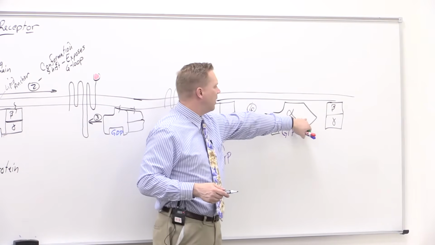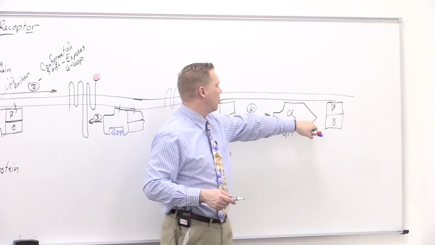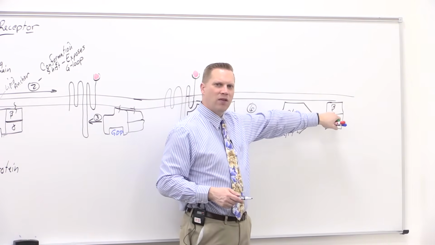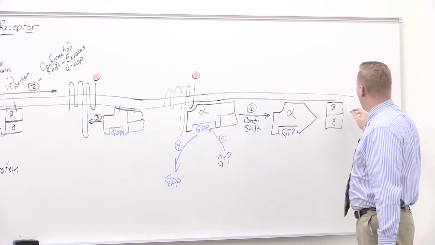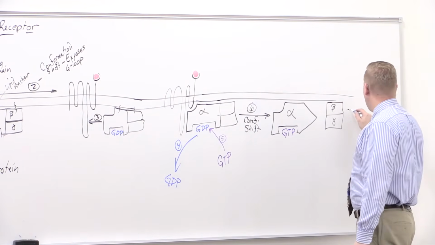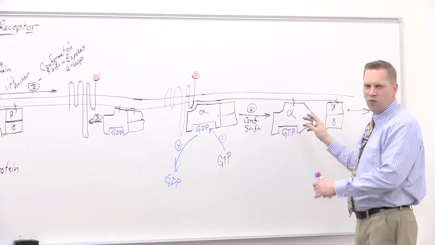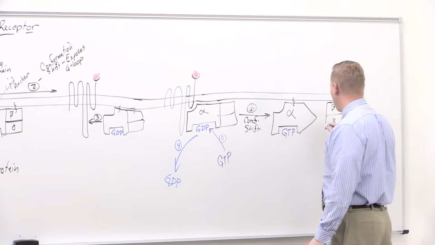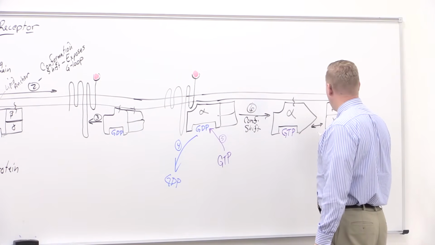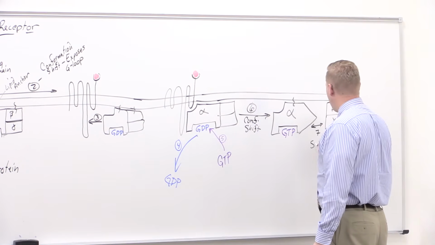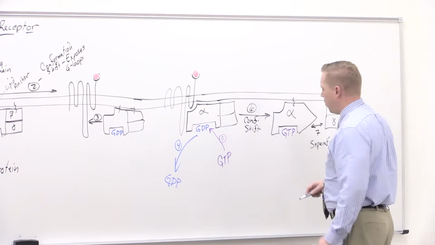And one of the main things that it does when it changes shape is it deforms so that the beta gamma subunits that were previously bound to it can no longer bind. And so these become free, and they can kind of go where they want to. The alpha can kind of go where it wants to, and so you get separation. So this would be step 7. You get separation of those two components.